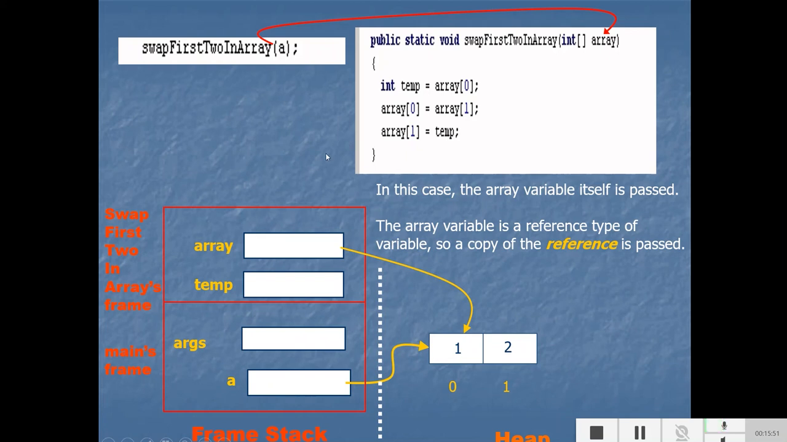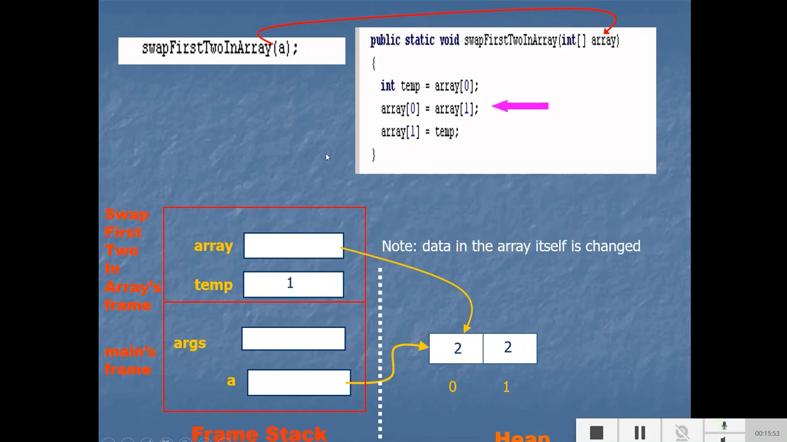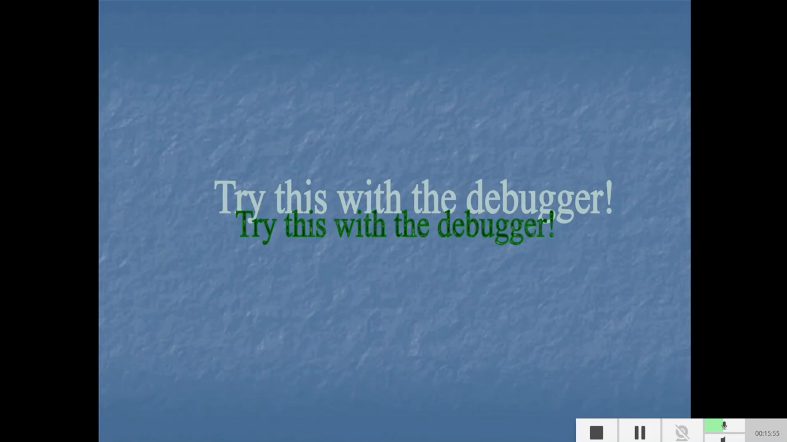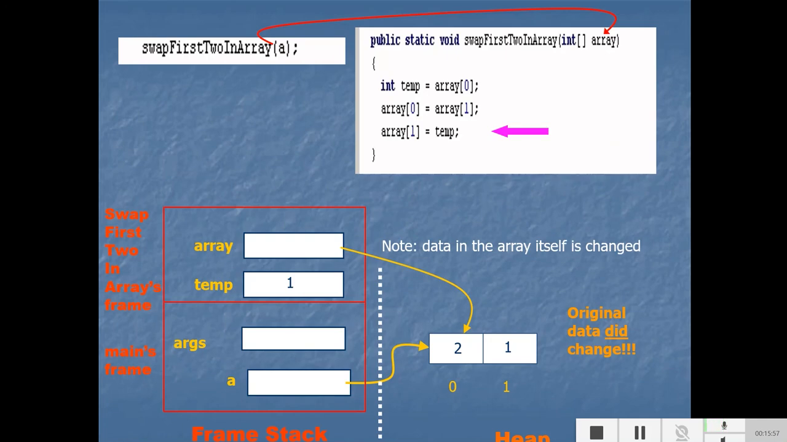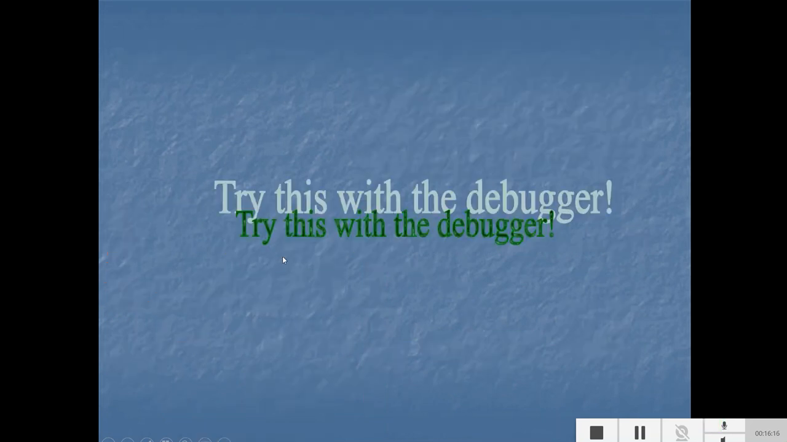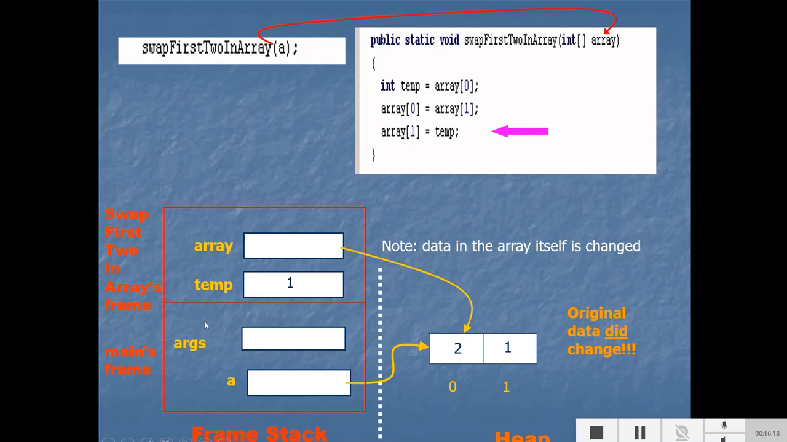Now when we go through the process of doing the swap, it is actually doing the swap right there in the source data, if you will, in the array itself. We're still making use of this temp variable, which is just a local variable. But when all is said and done, and then this terminates, what's going to happen? Our array is going to have been changed.